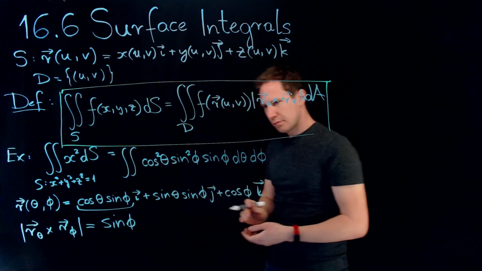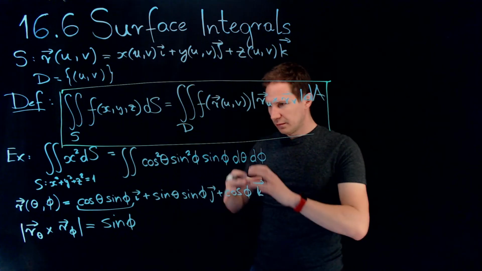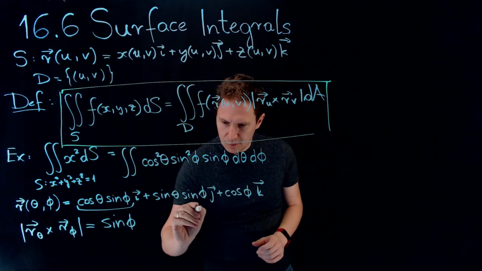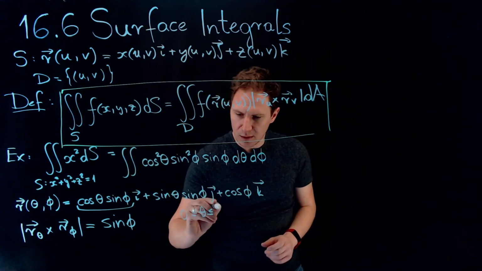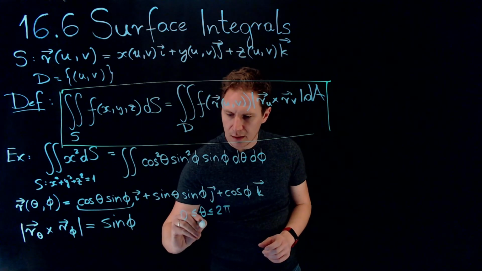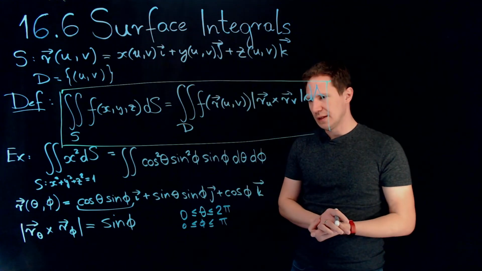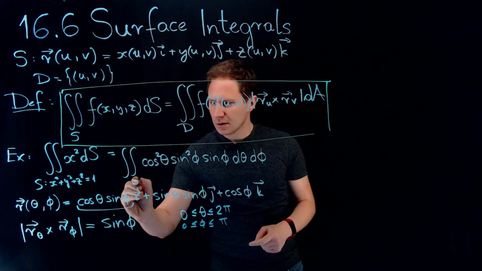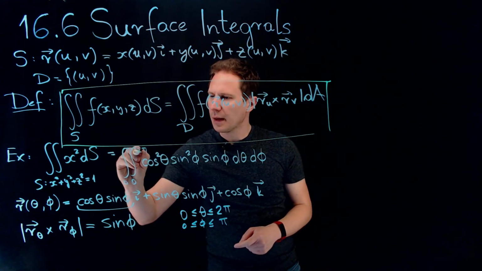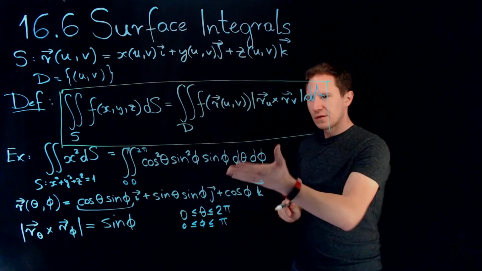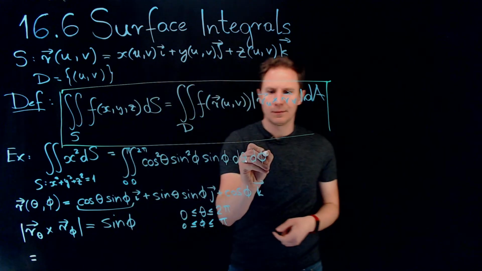Now let's recall that as we go around the sphere, theta should change between 0 and 2 pi, and phi between 0 and pi. So these are the intervals for these parameters. Theta changes between 0 and 2 pi, and phi between 0 and pi. Okay, so this is the integral we have to now evaluate. Let me continue over here with that.